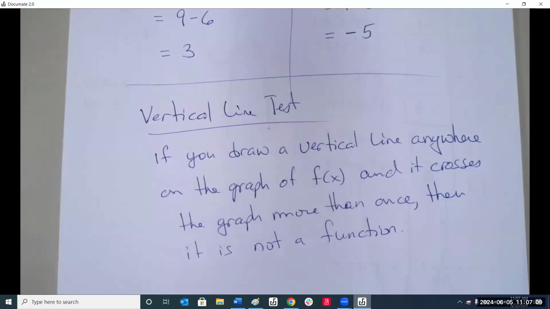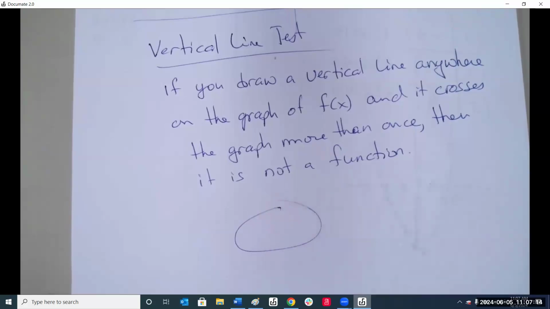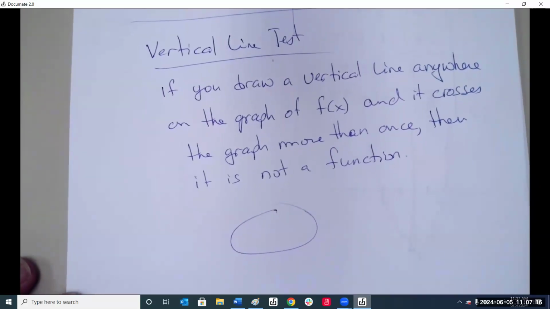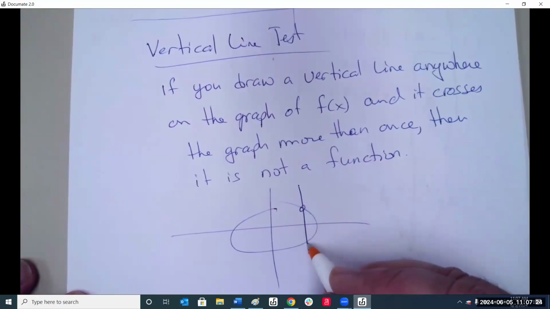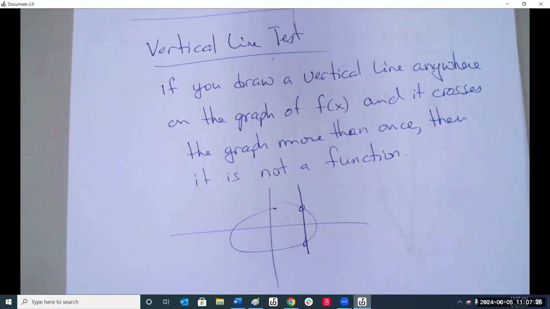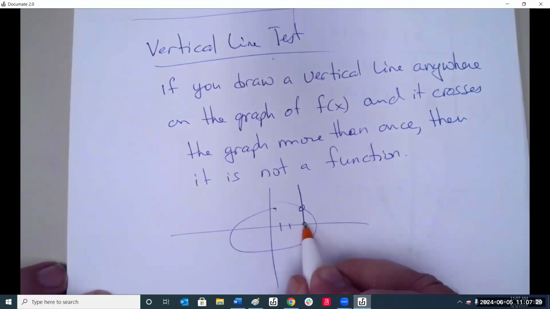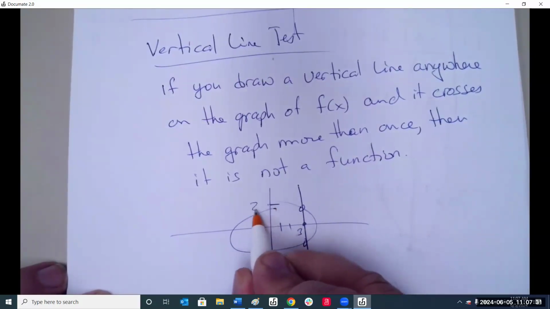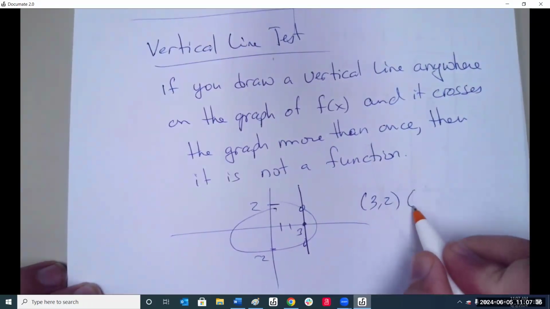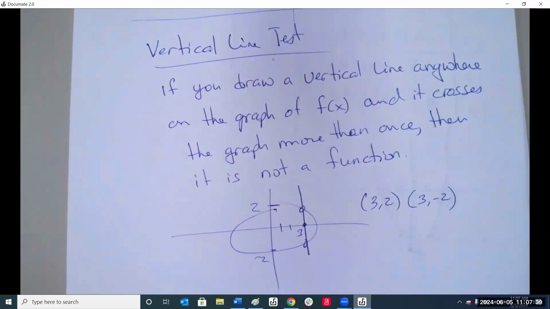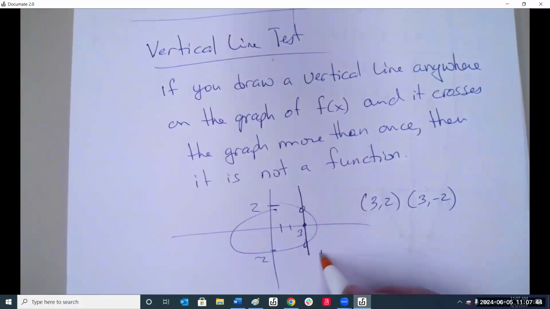So again, if you have a picture, it's much easier. For example, is a circle a function? Nope. If I draw a vertical line, I cross it twice. For example, let's say this value x is 3, and that's +2, and this is -2. Because the same x value has two y values, not a function.